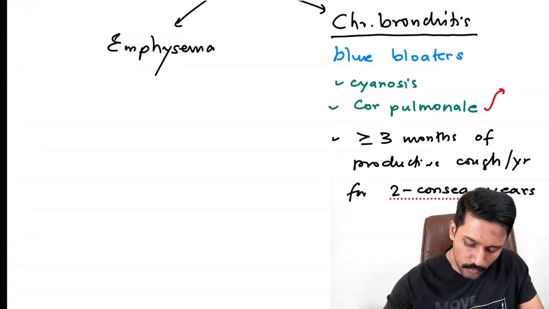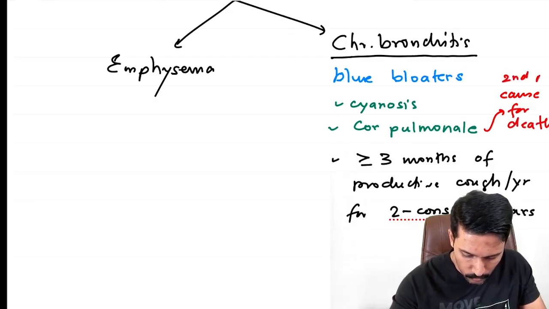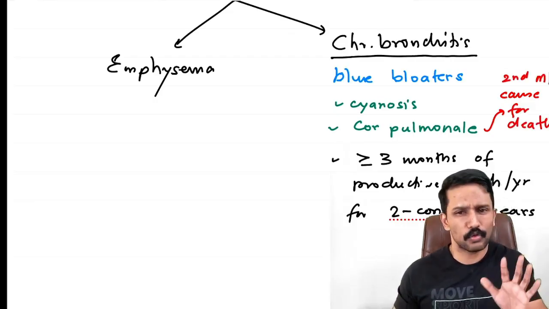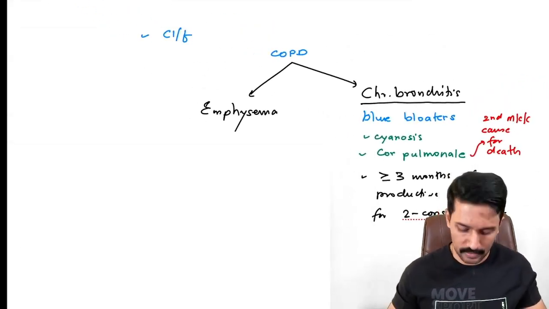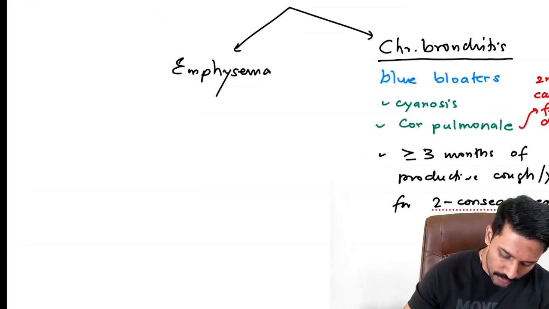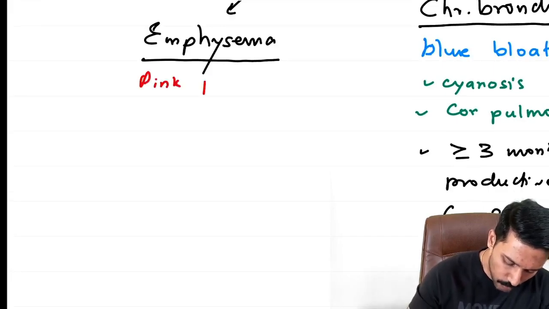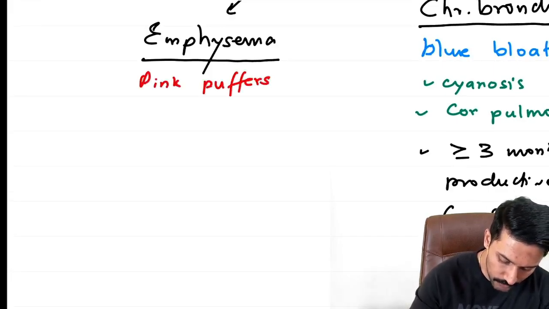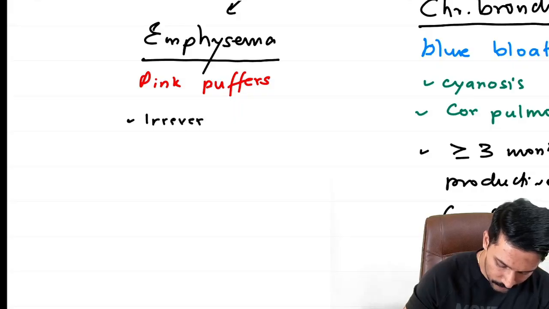And cor pulmonale is one of the causes for death. In fact, it is the second most common cause for death in COPD. The most common cause is still coronary artery disease, right? Cor pulmonale is the second most common cause for death. Okay. Now, when it comes to emphysema, what problems will these patients have? These people are called pink puffers because here there is irreversible dilatation of the acini. So it is defined as irreversible dilatation of acini.